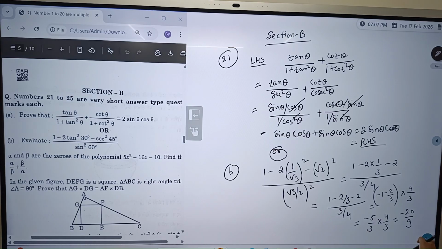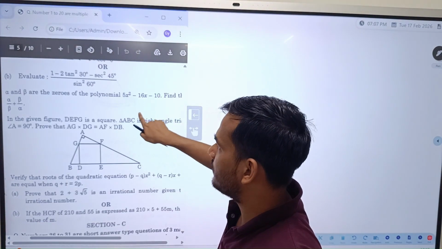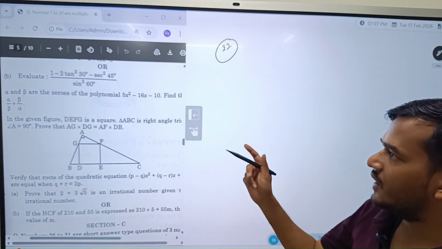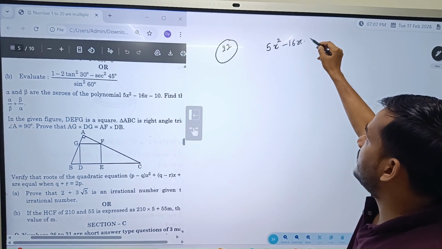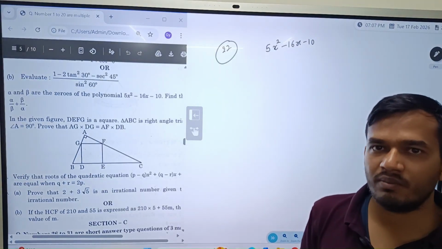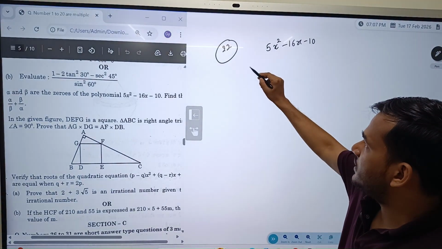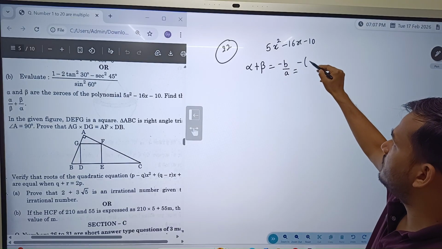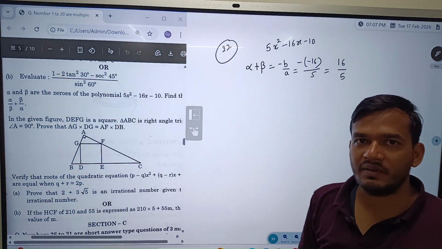So now moving to question number 22. In this a quadratic equation is given and the roots are alpha and beta. So we just write the quadratic equation 5x square minus 16x minus 10, and we know that the summation of the roots, that is alpha plus beta, is equal to minus b by a, and the product of roots alpha into beta is equal to c by a. So just apply this identity, alpha plus beta equal to minus b upon a. So that is minus of minus 16 by 5. So alpha plus beta is equal to 16 by 5.